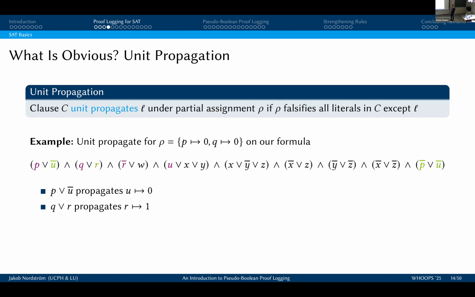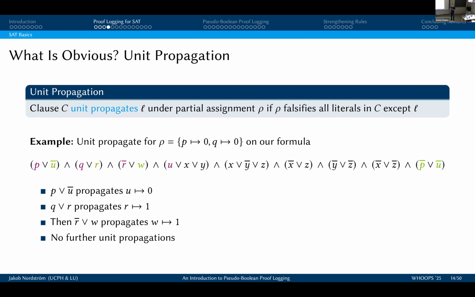Similarly in the second clause, there's only R left that is non-falsified, so R has to propagate to true. But then not R in this clause turns false, which means that W propagates to true. Note that I write down here the reasons for these propagations. We'll refer to these later as reason clauses. Now there are no further propagations. All clauses are either satisfied or they have at least two unassigned literals.